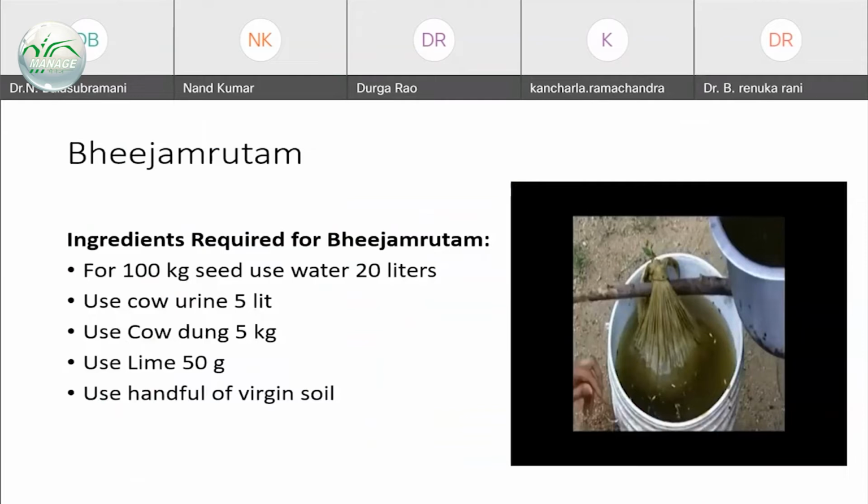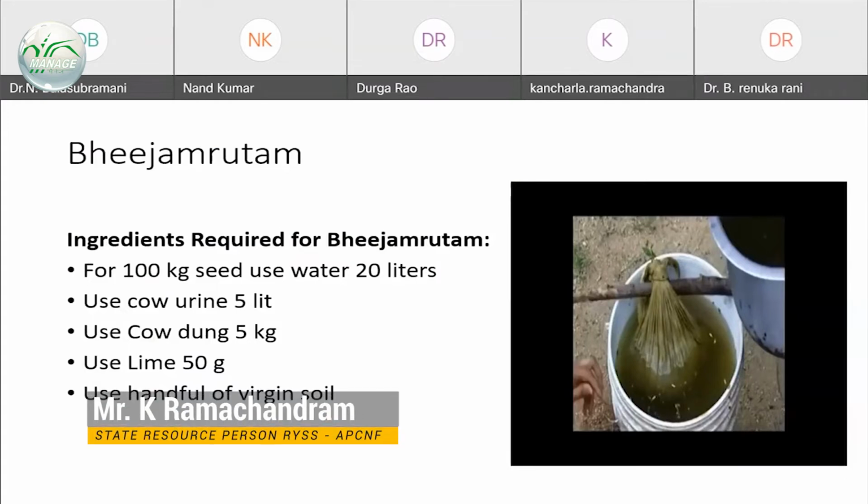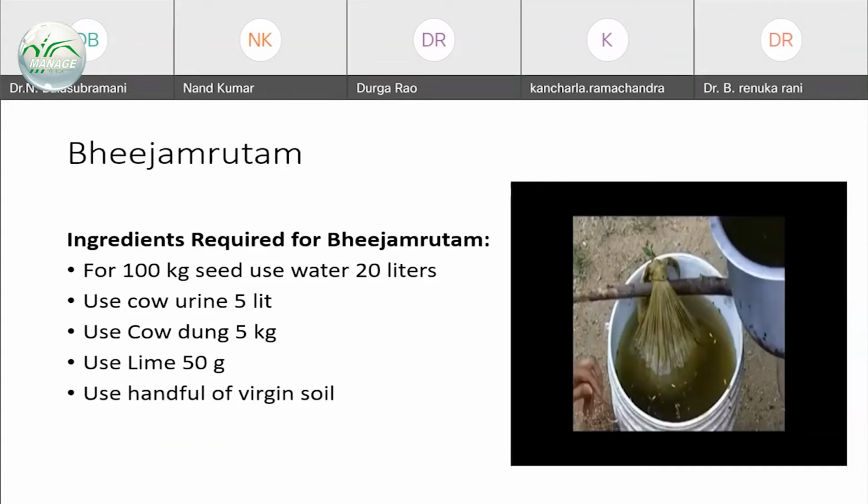So the important bio inoculum is Bijamritam. The materials or ingredients required for Bijamritam are given here. For 100 kgs of seed, we need 20 liters of water, cow urine 5 liters, and cow dung 5 kg. Use lime, 50 grams, and a handful of virgin soil.